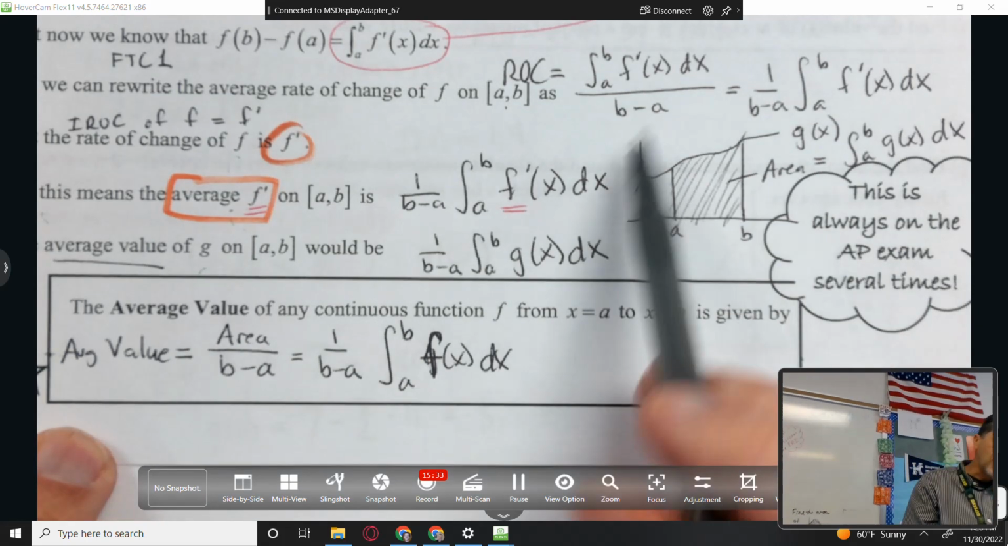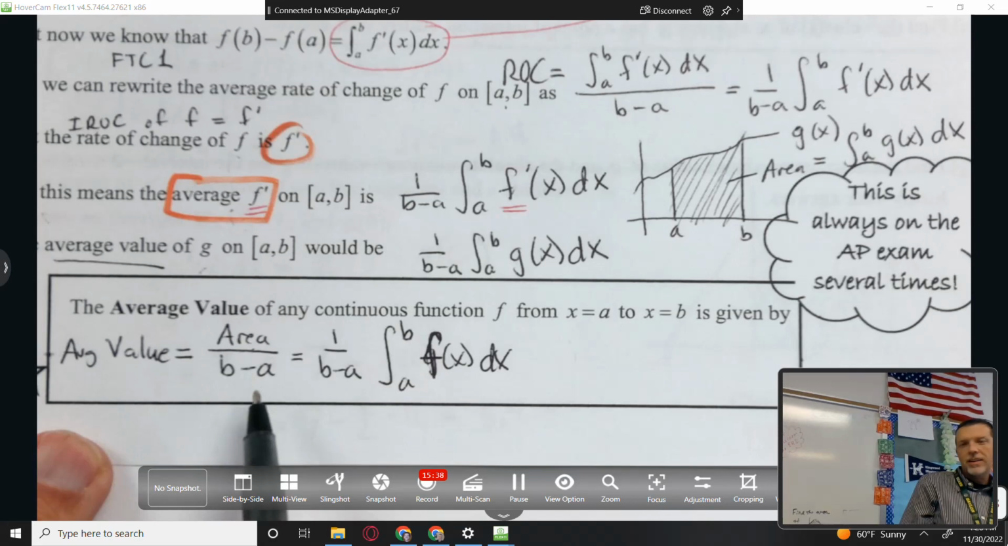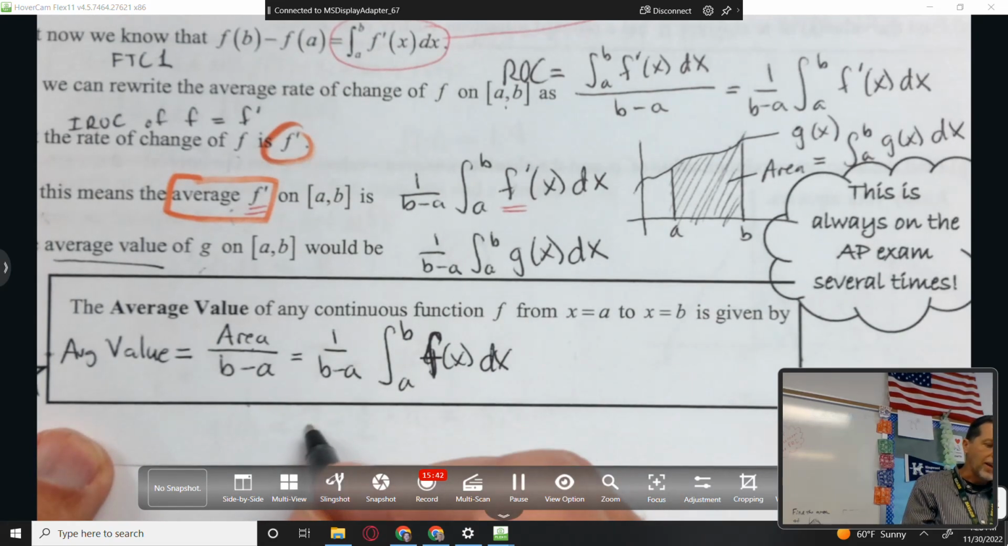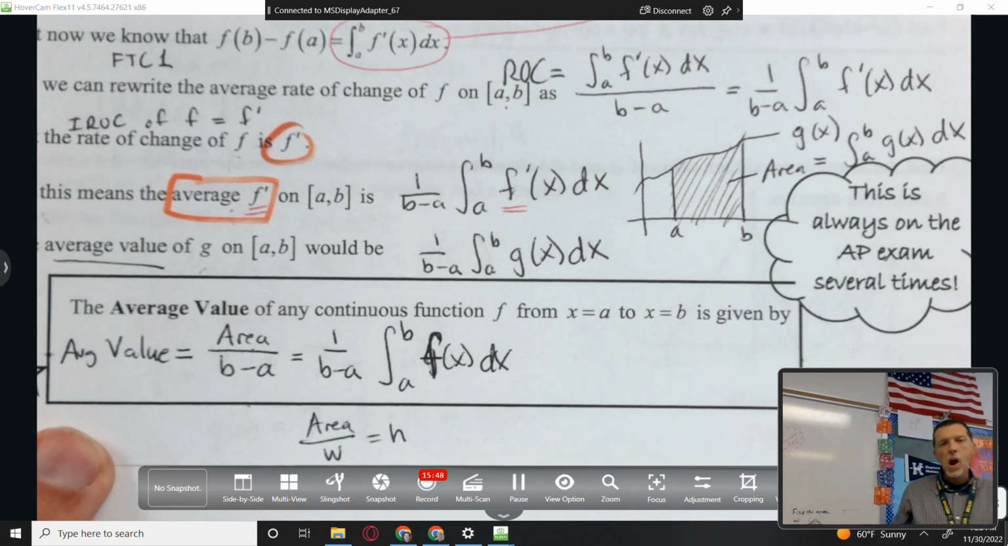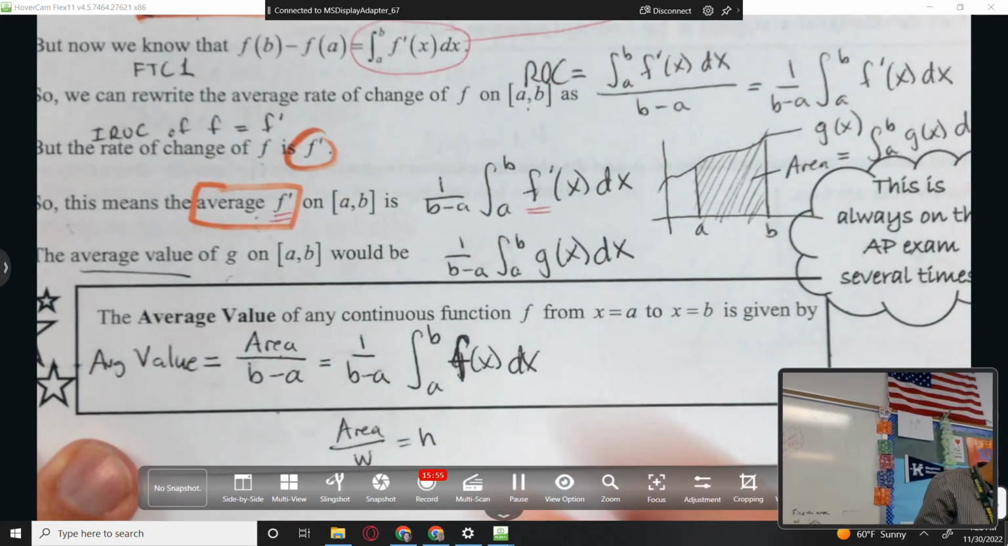So to me, this area thing is the best way to remember it. It's the area divided by the width would give you the average height, right? Because if it was a rectangle, you would just do area divided by width equals height. So that's what you're getting at. The average height is the area divided by the width.